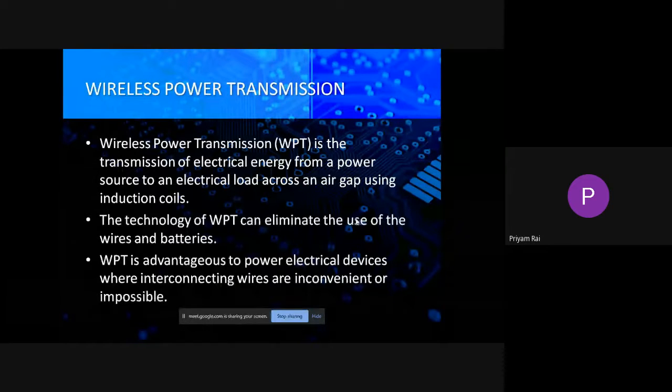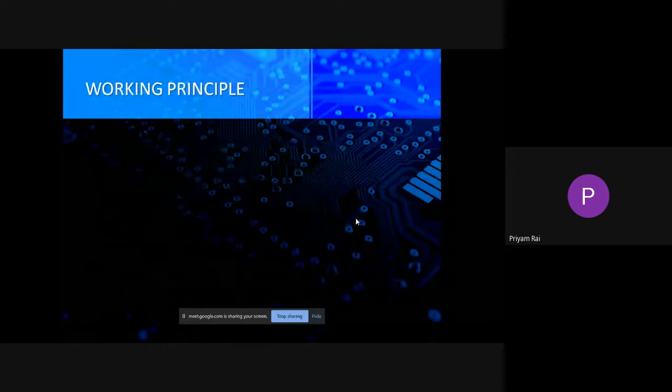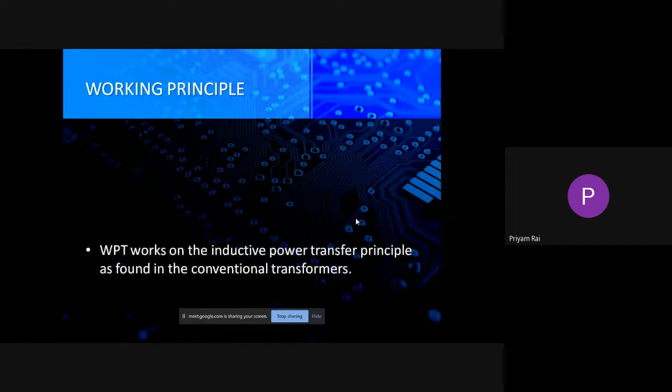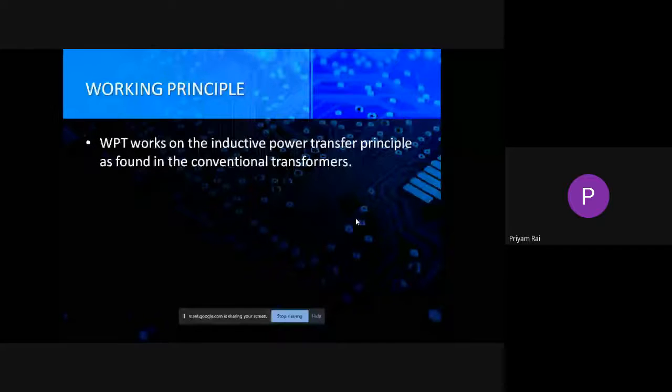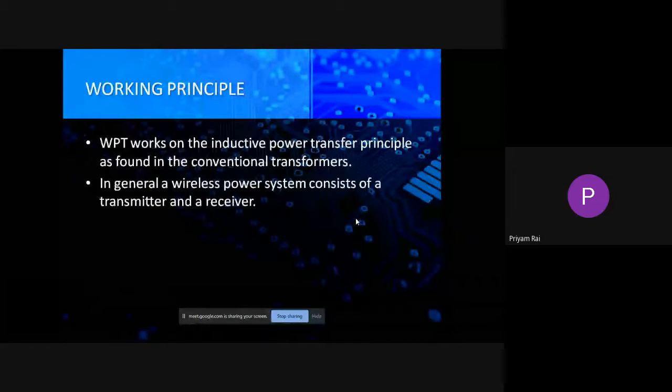So, the working principle of wireless power transmission. Wireless power transmission works on the inductive power transfer principle as found in conventional transformers. In general, a wireless power system consists of a transmitter and a receiver.